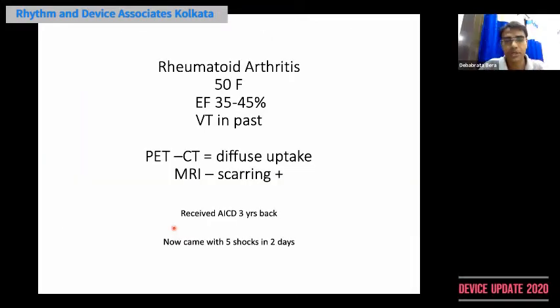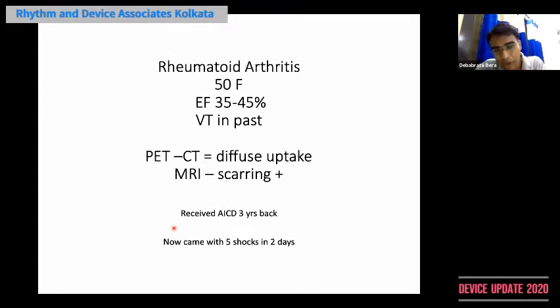Okay, I'll proceed. So coming to my first case, I just want to highlight the underlying etiology of this patient. She's a rheumatoid arthritis patient, a 50-year-old lady, with recurrent syncope, and one of the syncopes was documented with a very fast ventricular tachycardia. Her EF was a little low. So we were thinking what to do for the VT, and we did a cardiac PET CT and MR. Both of them were positive, and she received an AICD 3 years back. She was doing very well over the last couple of years, and we were actually tapering antiarrhythmics.